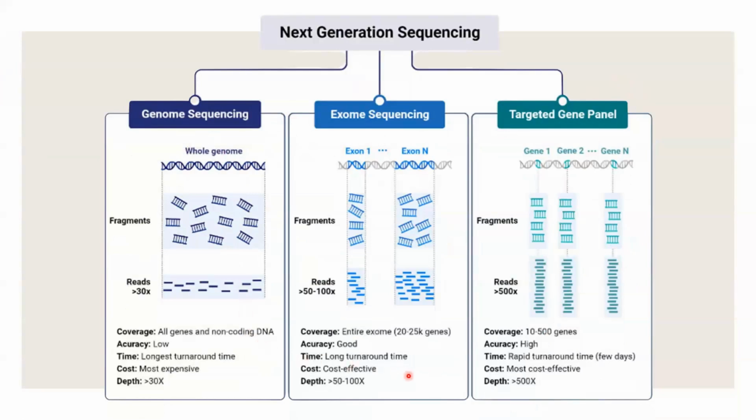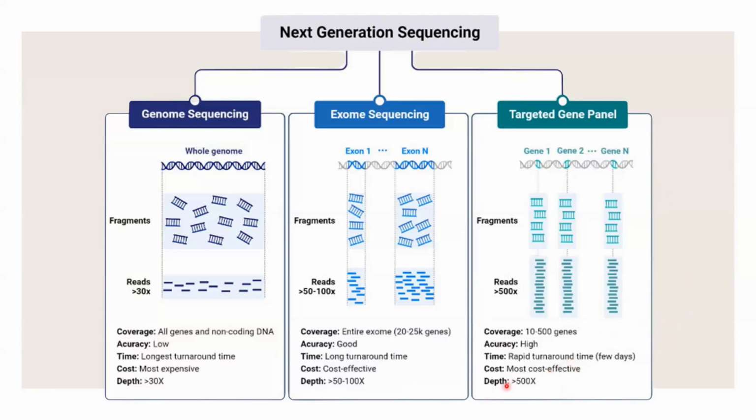Exome sequencing covers the entire exome, from 20 to 25,000 genes. The accuracy is better, it's more cost effective, and the depth can reach 100x. The targeted gene panel, which today I'm going to be discussing, only covers gene sets from 10 to almost 500 genes, according to how the manufacturer designed the panel. It can cover up to 500x in depth, it's the most cost effective, and it has a very rapid turnaround time.